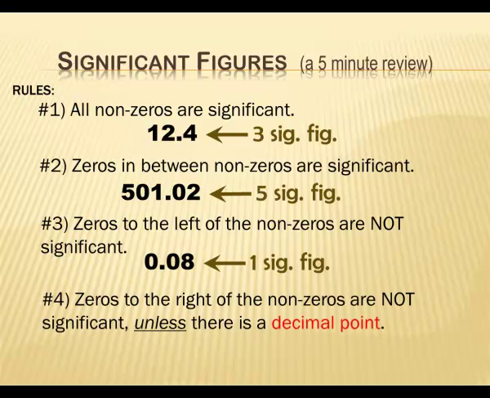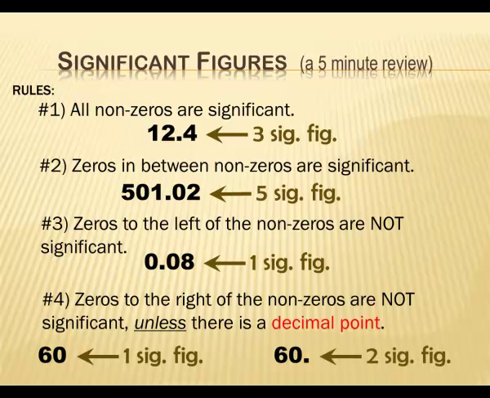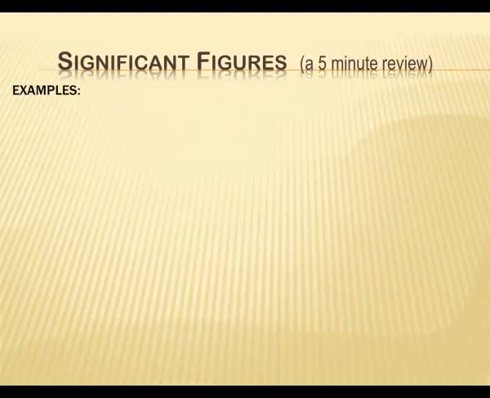The final rule is the most complicated. Zeros to the right of non-zeros are not significant unless there's a decimal point. So two examples, we have 60. 60 with no decimal point has only one sig fig, the 6. But 60 with a decimal point has 2 sig figs because of the decimal point. All right, let's do a couple of examples.